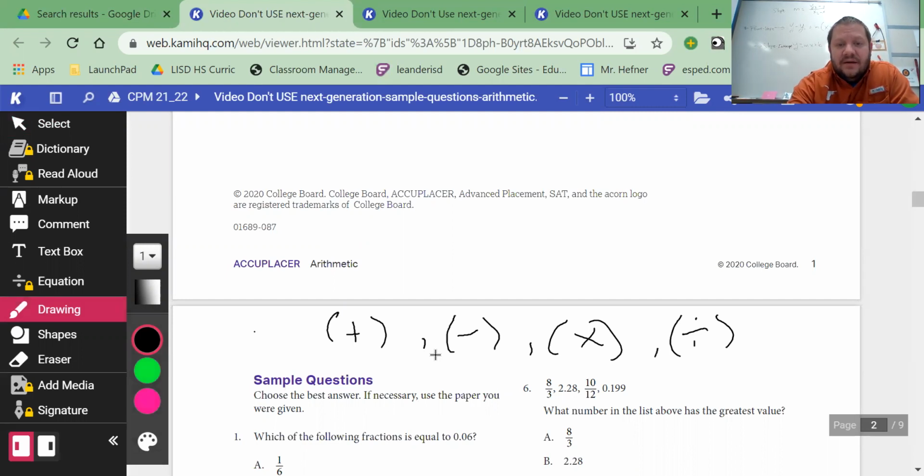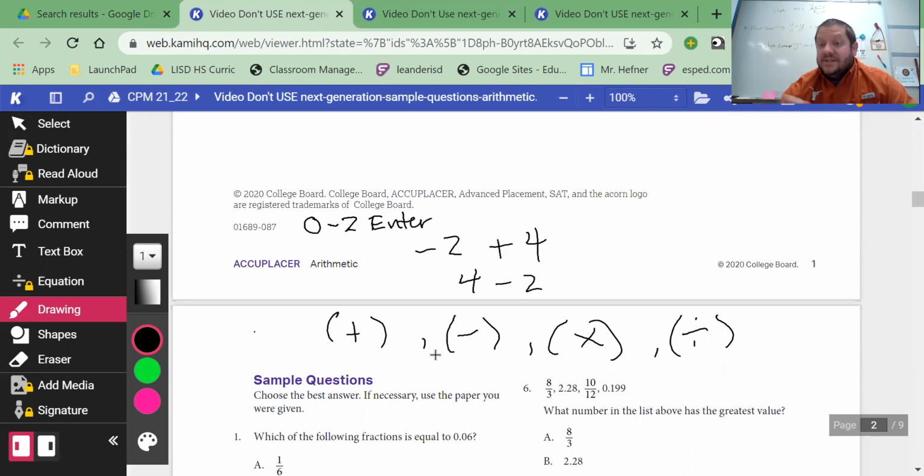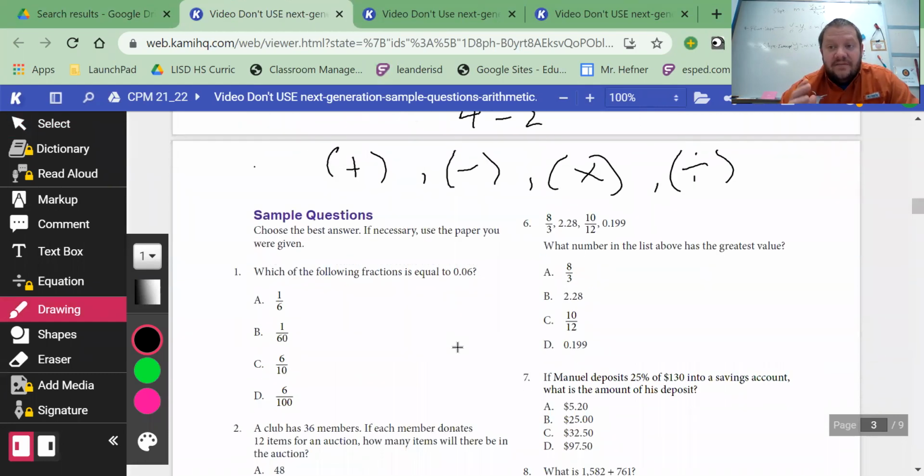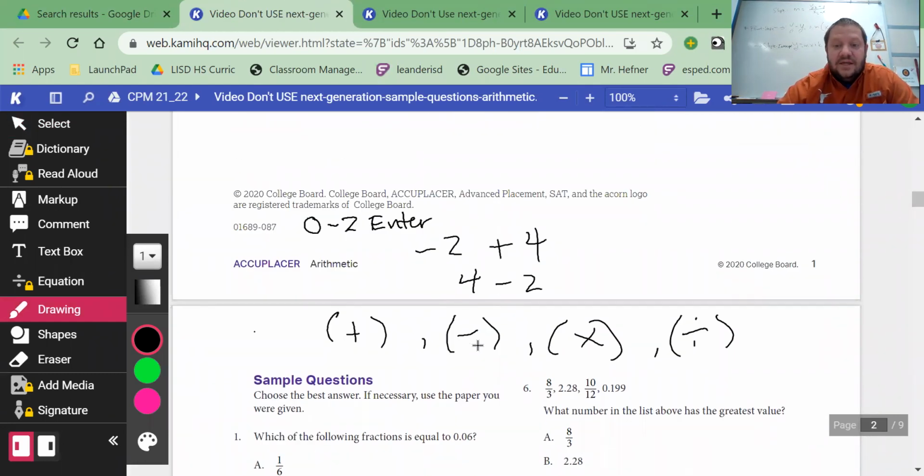So if you have a question like -2 plus 4, you have to get very creative. You could reorder it, putting the +4 first and then subtracting 2, so 4 minus 2. Or another trick to get a negative on a four-function calculator is to start by doing 0 minus 2 and enter. It'll tell you it's -2, and then you can add 4 to it. There's some stuff you have to do with that four-function calculator to use it properly and efficiently, and that is very different from the graphing calculators we're all used to.